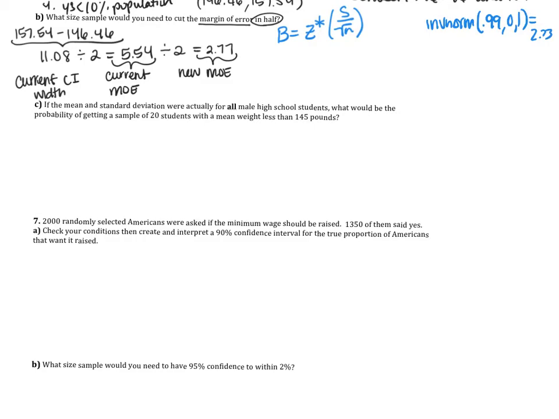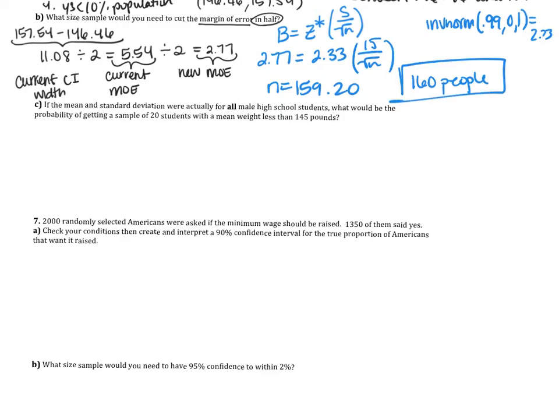All right, we're going to plug in everything we know here. So my margin of error, 2.77, equals Z star, which is 2.33, times s, which is 15, over the square root of n. And you're going to solve, and you should get that n is approximately 159.20. So approximately 160 people need to be in my sample in order for my margin of error to be reduced even further. I need to up the sample size. So this may be different depending on how you rounded. It's important that you have this step right here for me.